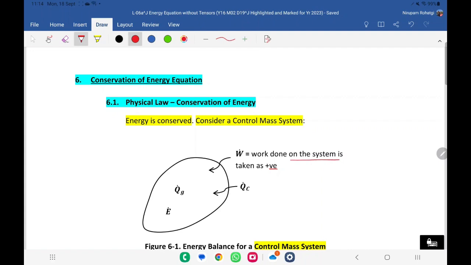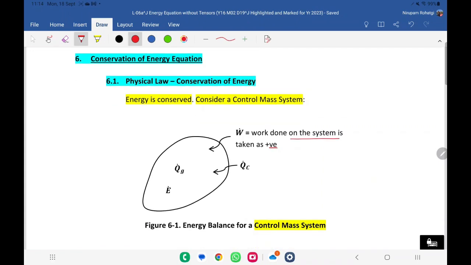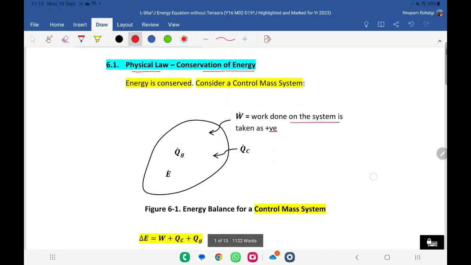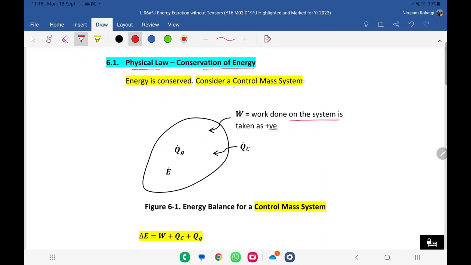Again, as we did last time, first we talk about the physical law. The physical law is conservation of energy. Now how do we do it? We first consider a control mass system. Recall that when we were talking about the continuity equation, we had taken a control mass system. When we talked about the momentum equation, we had taken a control volume system. Now again we are taking a control mass system.